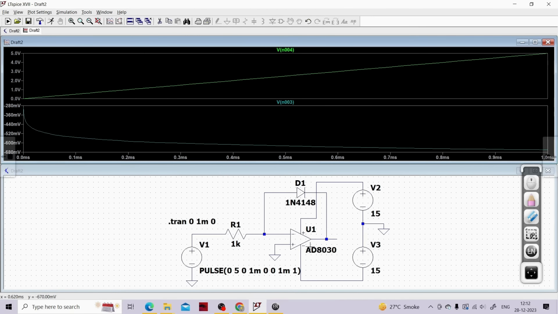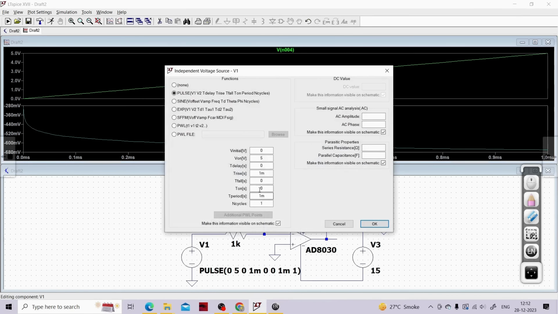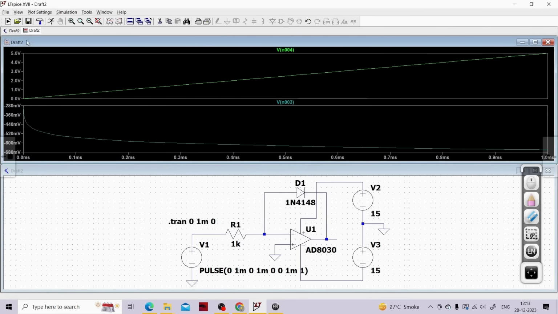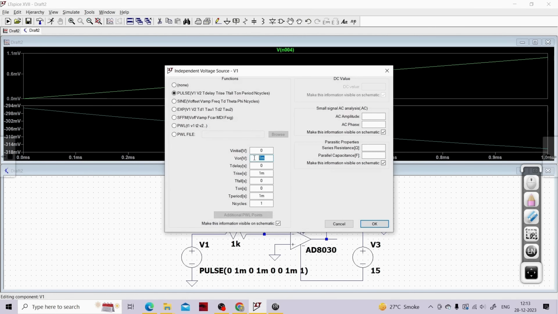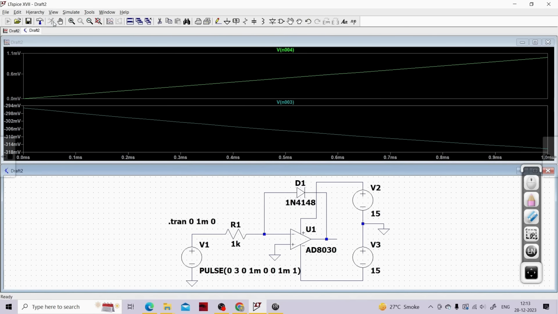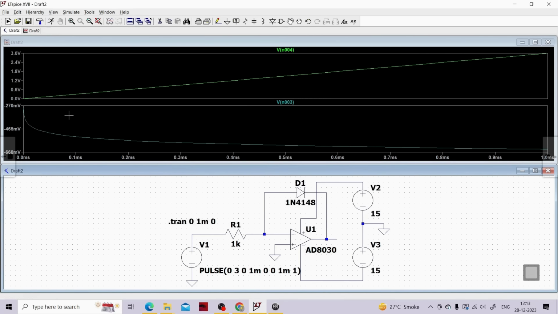Now let me just show it to you how exactly it fails. So yeah, this is AD8030. Now instead of 5 volts, I'll just provide a voltage of maybe 1 millivolt, and let's see what kind of output we are getting. Let me run this particular circuit, and you see we are not getting a proper logarithmic curve which we were expecting at the output side. This is because our input signal is very small, that is 1 millivolt. Now instead of 1 millivolt, let me put maybe 3 volts. Let me run it, and you see we are able to obtain a logarithmic curve, right?